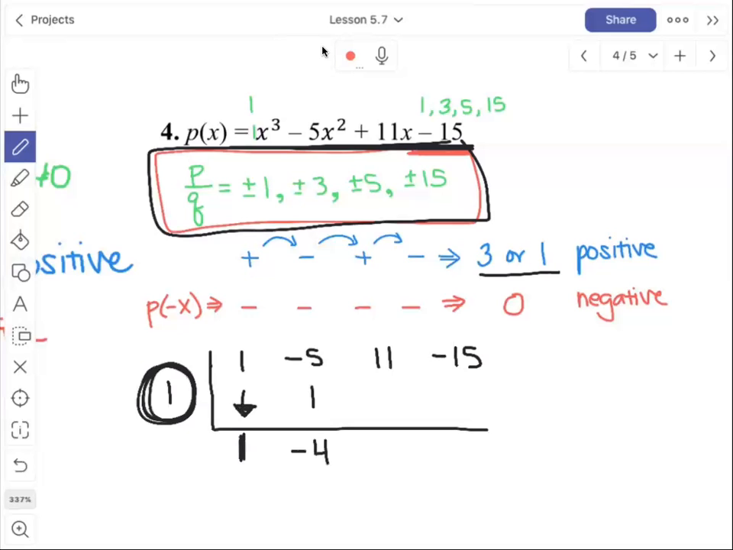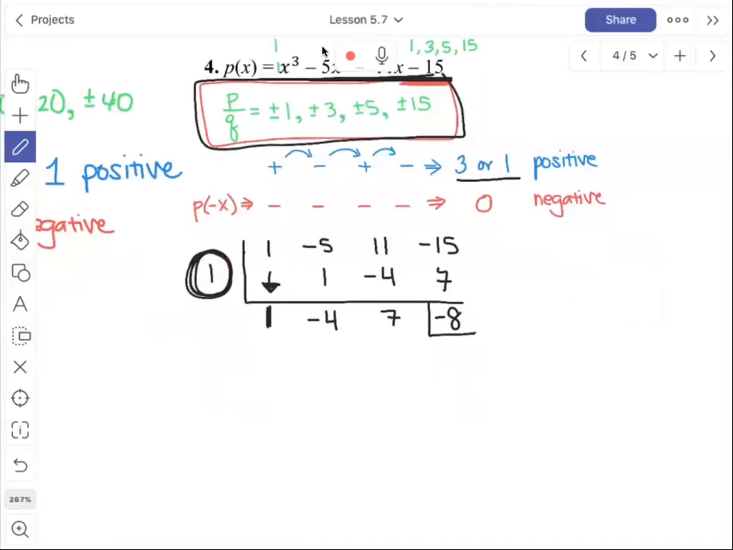Perfect. And then you do the -4 times 1. And then you get 11 plus -4. Good. And that gets you 7? 7, yeah, sorry, my audio cut out. Okay, no worries. Yeah, 7. And then 7 times 1. And then you get -8. So does that make us happy? No, it doesn't, because what do we want that remainder to be? 0. Okay, so no good. 1 is not a root.